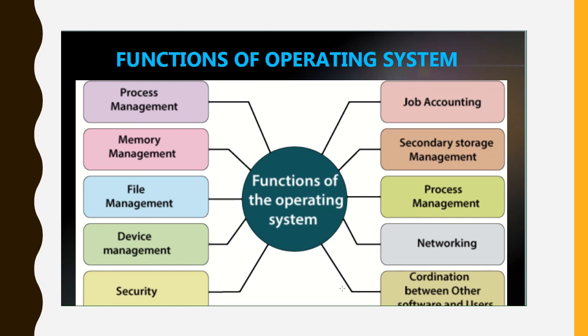The operating system. Next, security, whatever data is being stored, that should be secure. That all data managing part could be done through the operating system. Now, job accounting. Job accounting means what? Like how many works are being performed at a time. So those accounting tasks are being done by the operating system. We can do 2 to 3 tasks at a time, no? So those tasks are being managed by the operating system. That is known as our job accounting.